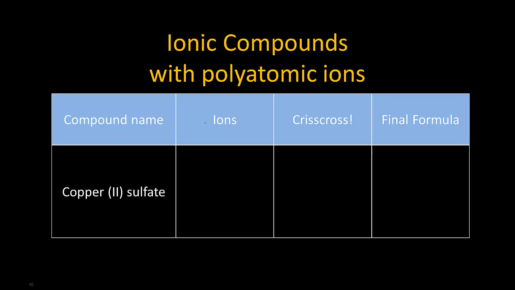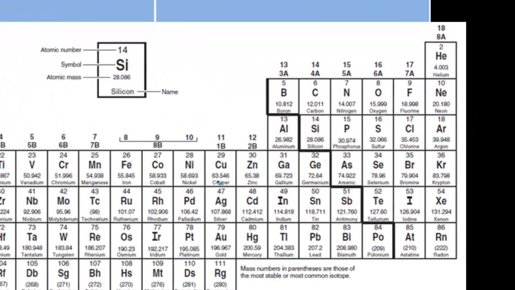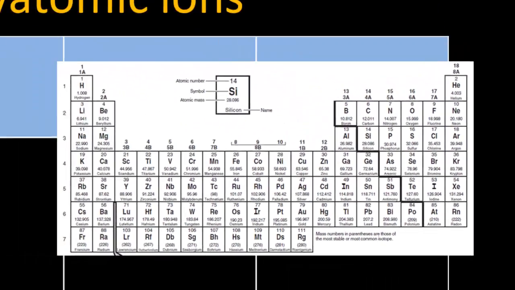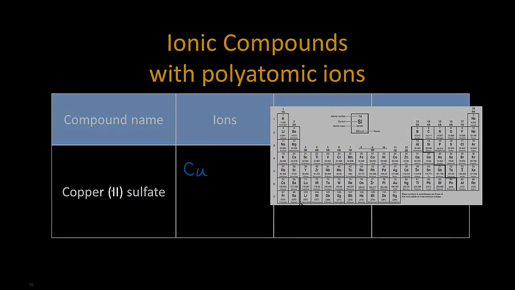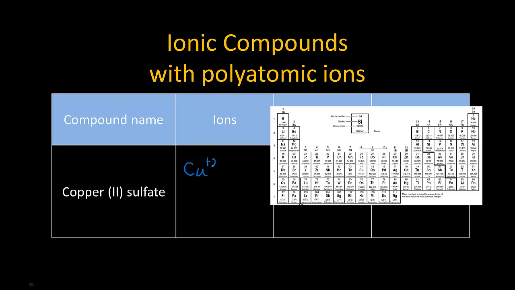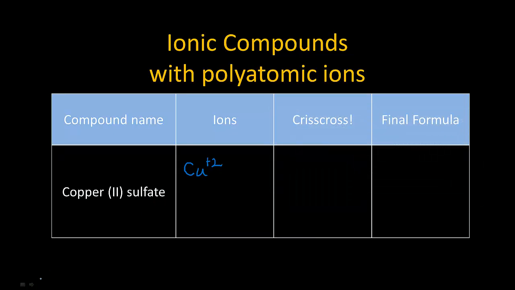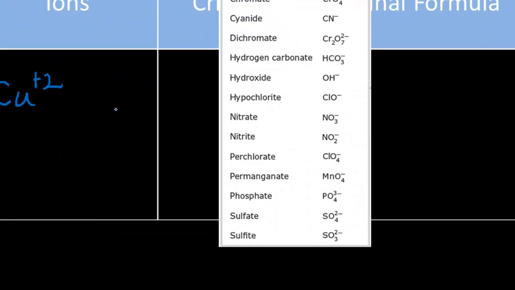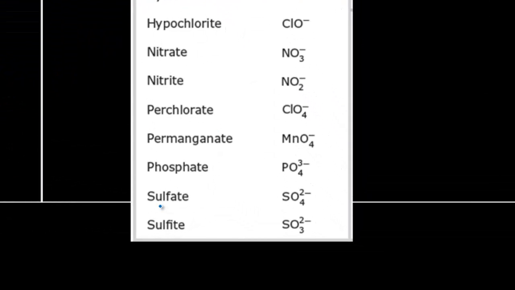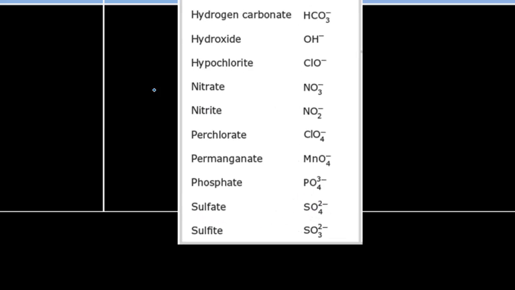Copper 2 sulfate. This is a transition metal. Copper right here, it looks like Cu. Since it's a transition metal, they give us the Roman numerals. That tells us that it has a +2 charge. Copper 2 means that's its oxidation number. Sulfate, it ends in an ATE. That's a big indicator right there. You're going to find it on your polyatomic ions chart. Sulfate is right here. SO4 with a -2 charge.